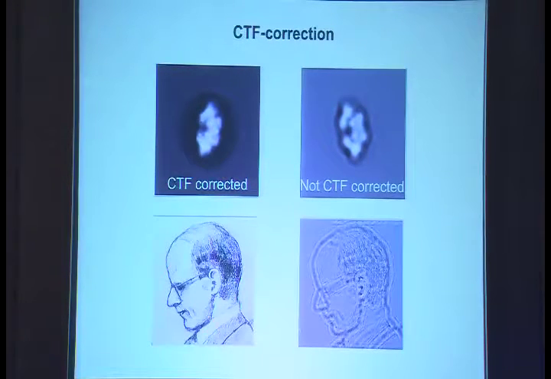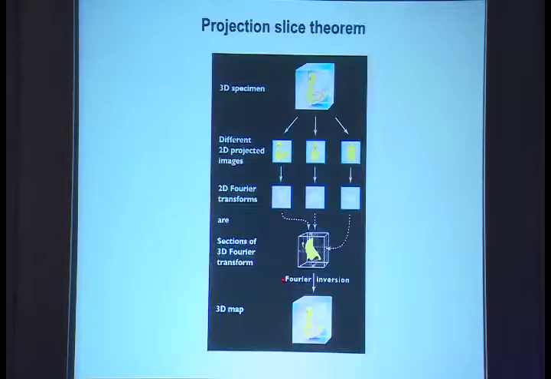This is a picture of Max Perutz, again illustrating the same thing. When you CTF correct it, then you can start seeing fine features in the image. And if you don't do it, then you tend to have a lot of non-native features. So that's why we need to correct for the CTF.